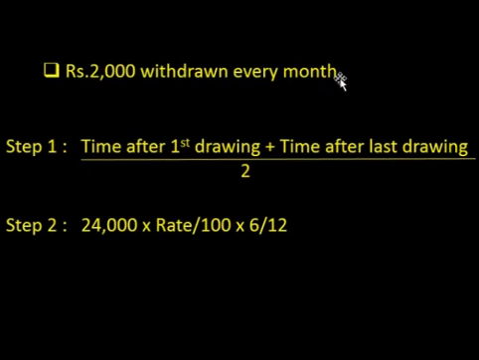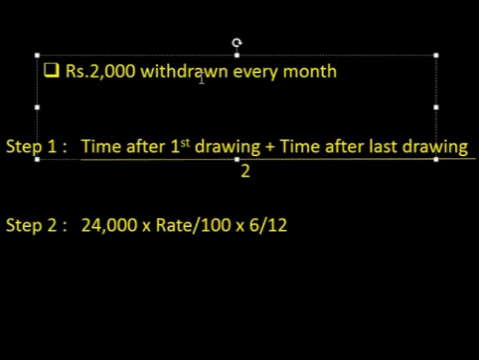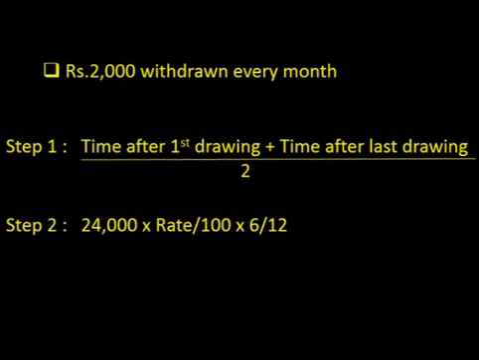Rupees 2,000 withdrawn every month, but it is not mentioned whether rupees 2,000 is withdrawn at the beginning of the month, in the middle of the month, or at the end of the month. So in this situation you have to assume that the amount is withdrawn in the middle of every month. Be careful when you are doing this type of question, because if the drawing is given for every month, it means you have to assume that drawing is made in the middle of months. But if the drawing is made quarterly, then you have to assume that drawing is made in the middle of the quarter.